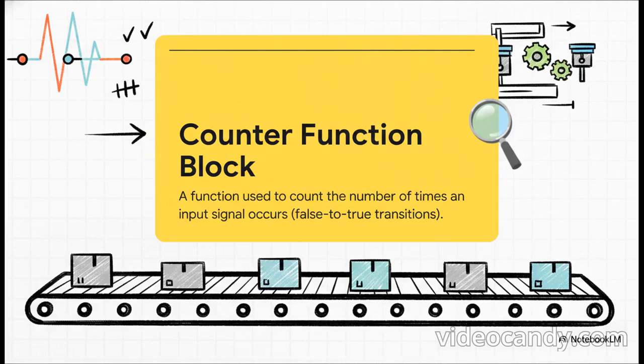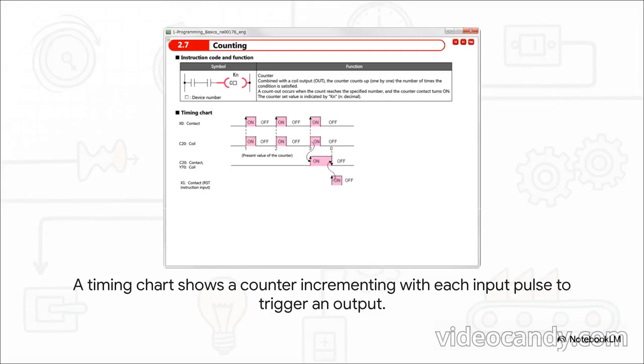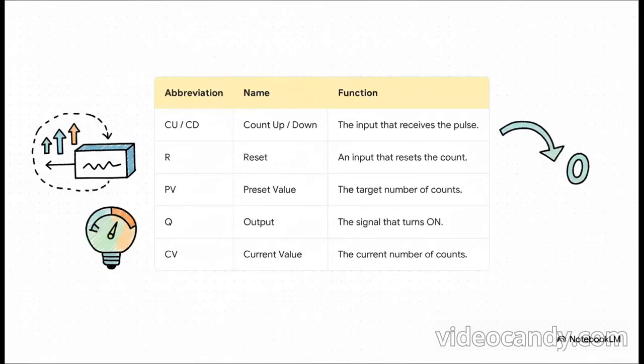Click, click, click. This chart here shows it perfectly. See that input, x0? Every time it pulses on, the counter's value goes up by 1. 1, 2, 3. And as soon as it hits that preset value, in this case 3, boom! The output, Y70, kicks on. It's that simple.